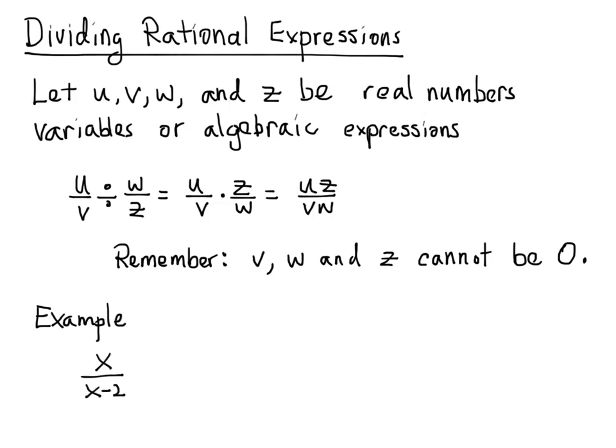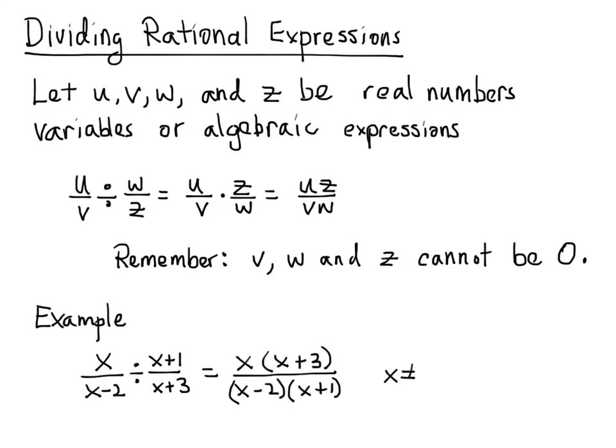Okay, so let me show you an example. So we have this x over x minus 2 divided by x plus 1 over x plus 3. So the first thing I'm going to do is take the reciprocal of that second one, and I have x plus 3 over x minus 2 and x plus 1. There's no simplification possible here, right? All these factors are unique. So I took the reciprocal of this, and so it's implied that x can't be 2 and x can't be negative 1. But what's not implied here is that x can't be negative 3.